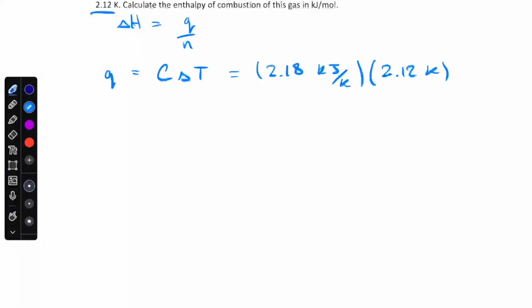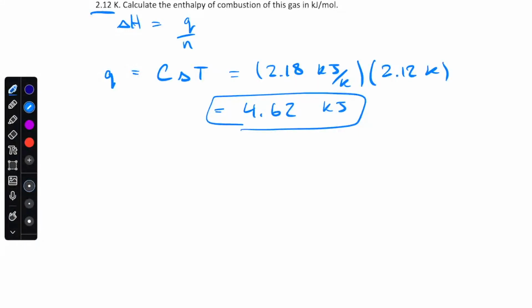We're going to get delta H from Q over n. And so we're going to do our calculation from the calorimeter to get Q. That's going to be equal to capital C times delta T, equals 2.18 kilojoules per K. Our delta T is 2.12 K, which is 4.62 kilojoules. So that's Q.